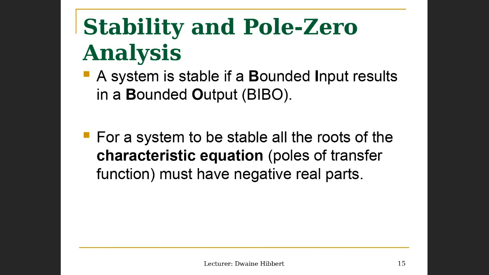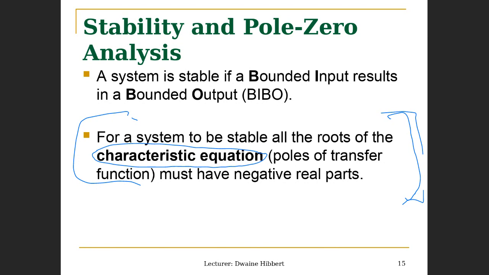Now, for a system to be stable, and these are important terms, all the roots of a very special equation called the characteristic equation must have negative real parts. It's going to be a very important term to remember when we are looking at systems. So for the system to be stable, we need to establish what this characteristic equation is, and then we can say the poles of that, the roots of that equation, must have negative real parts. Essentially we're saying the poles of the transfer function.